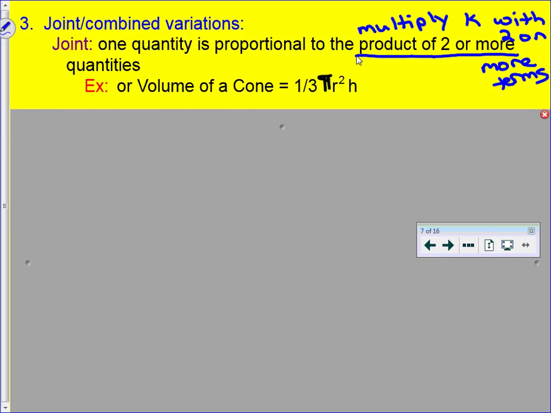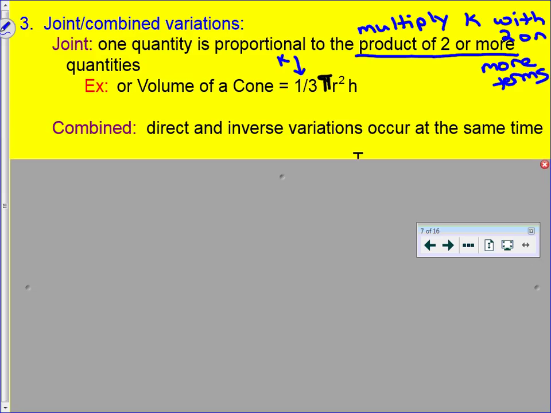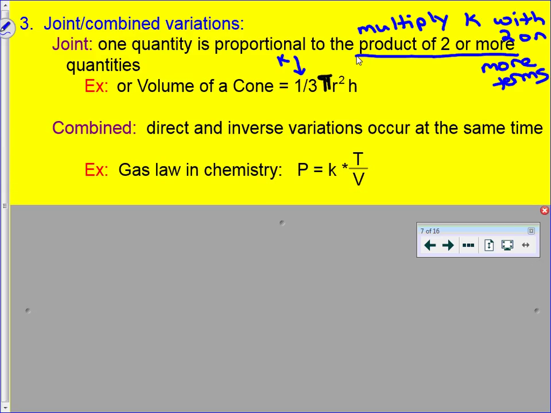You have a 1/3, which is your constant. The 1/3 is always there. And you're multiplying with it a pi, an r squared, and an h, all resulting in your product. The second part here, combined variation, actually happens a lot in science. With combined variation, it's when direct and inverse variations happen at the exact same time.